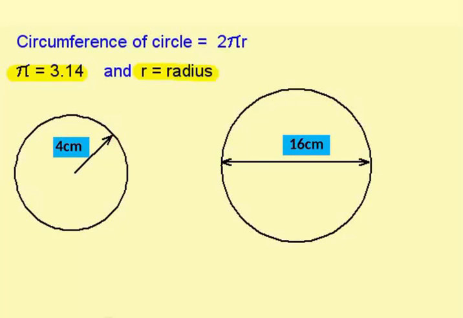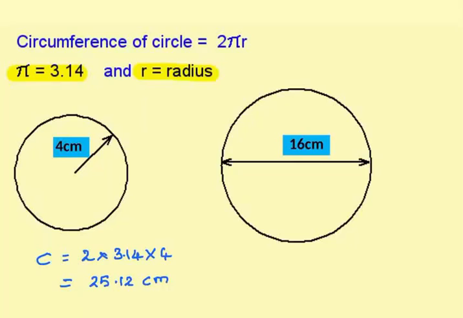So in this question, we are given the radius of 4 centimeters. To find the circumference of the circle, we need to start by writing down our formula: 2 times pi, which is 3.14, times radius, which is 4. Type this in your calculator and you will get an answer of 25.12. And the units are centimeters because the circumference is just the distance around the circle.